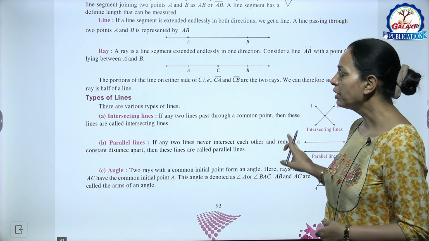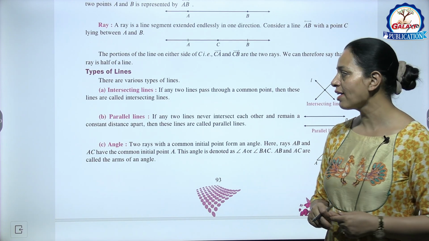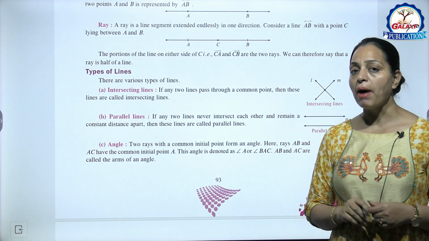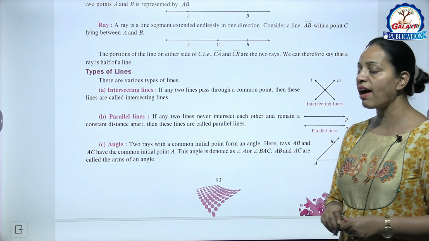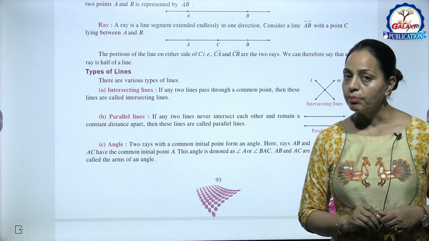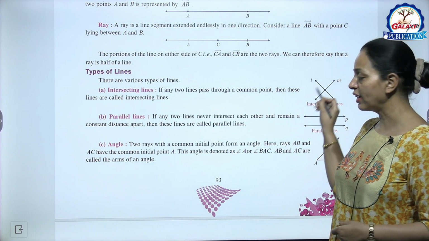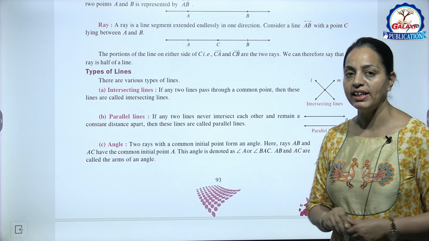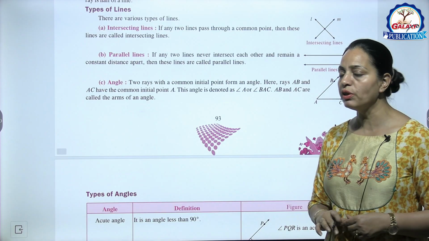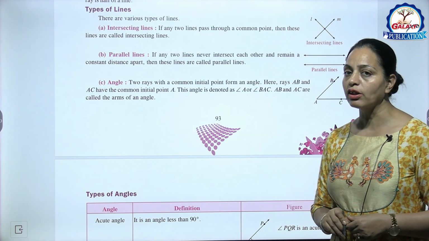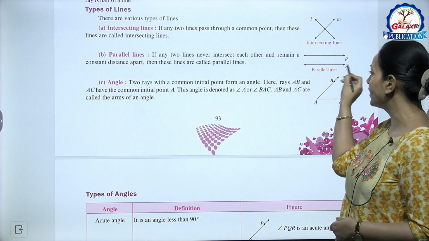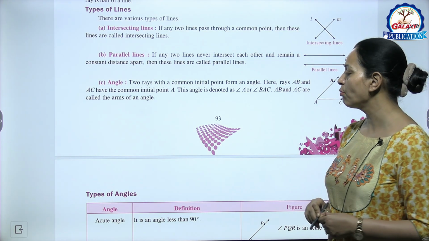So now, types of lines. There are various types of lines. The first one, intersecting lines. If any two lines pass through a common point, then these lines are called intersecting lines, like these. These are passing through each other. They are cutting each other at a point. These are the intersecting lines. The next is parallel lines. If any two lines never intersect each other and remain at a constant distance apart, then these lines are called parallel lines, like these. Their distance remains the same.